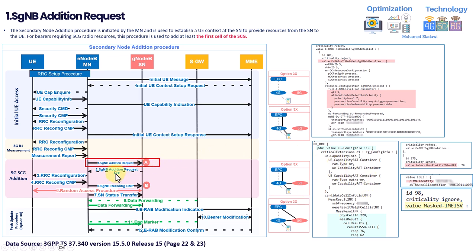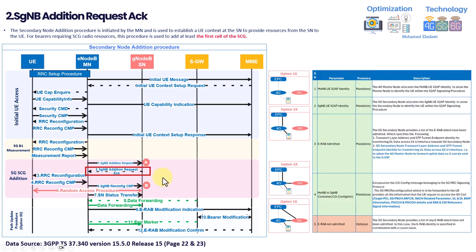So now let's check the next message after the SGNB addition request. This is very important information, because if you understand it very well, whenever you have a problem, it will be easy for you to investigate. Now moving to the SGNB addition request acknowledgement, you can see in this particular message there is also mandatory information. The most important part is just the ID for the X2AP to differentiate between the users.